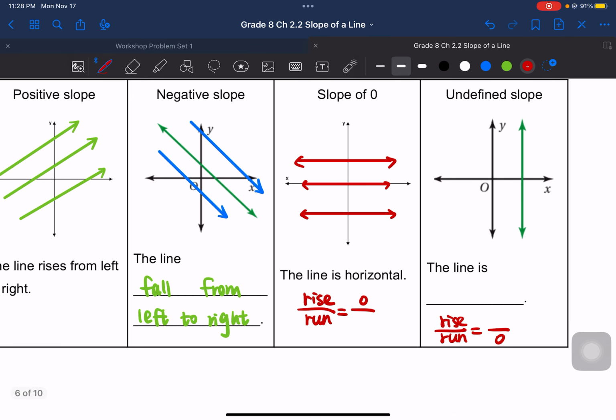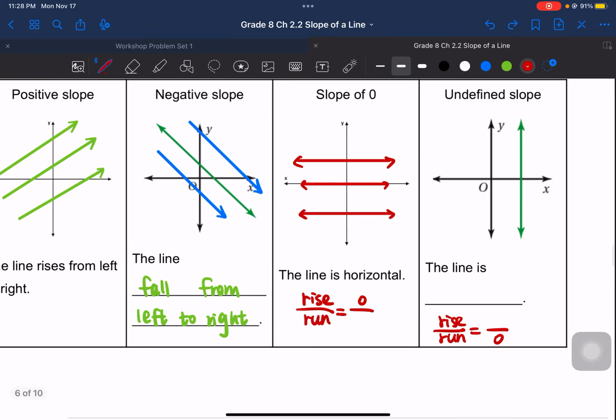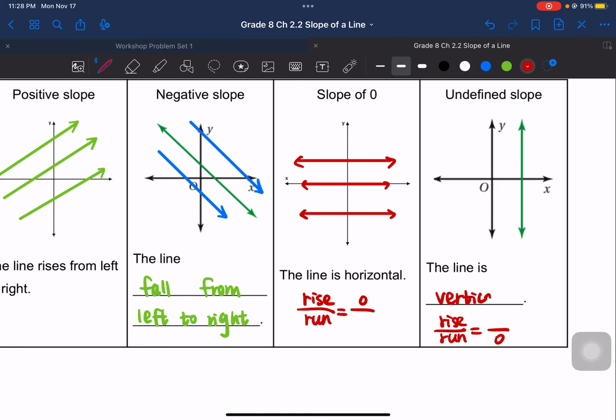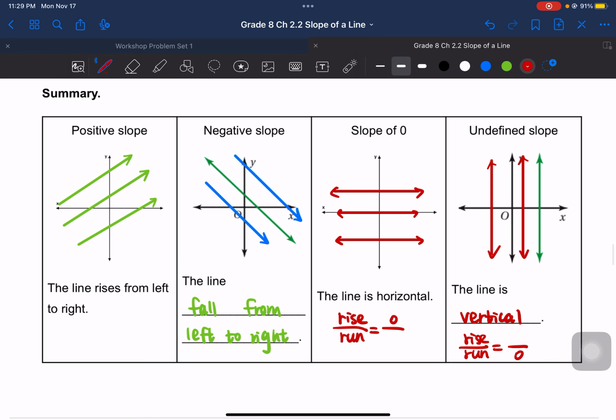And the bottom one is the run, which means the change in x is 0. There is no change in x. It's not going to the left or right, okay? All the points just stay on this vertical line. So the line is vertical. Any vertical line has an undefined slope. So that's a summary for the slope of linear equations.